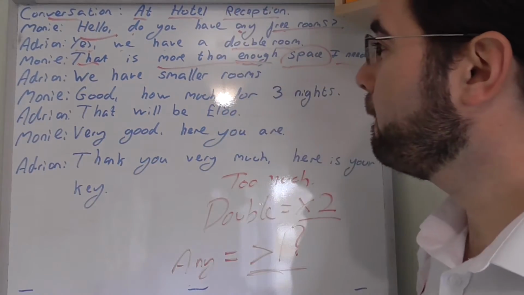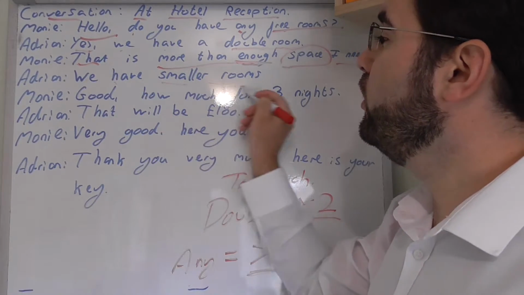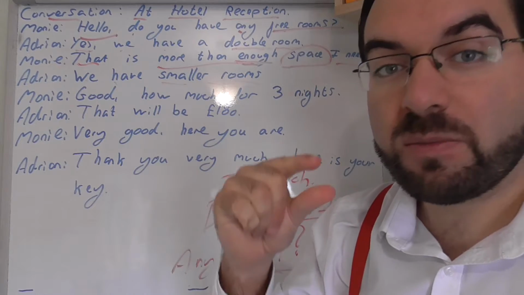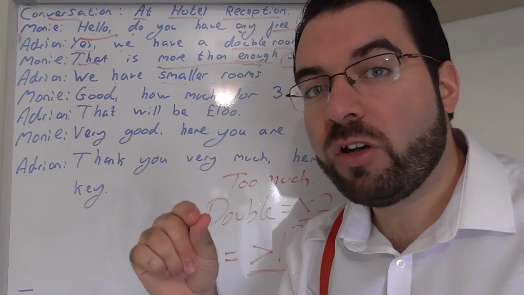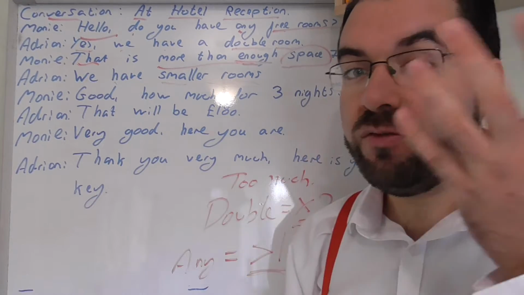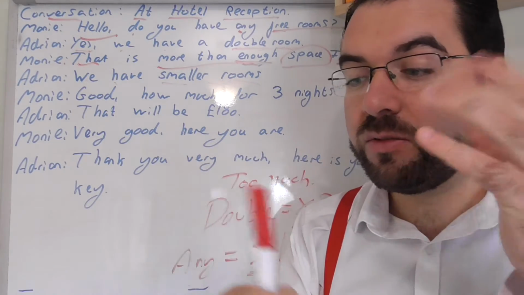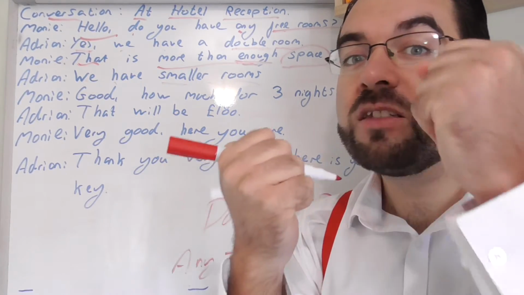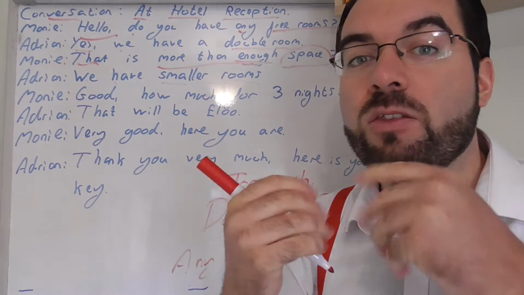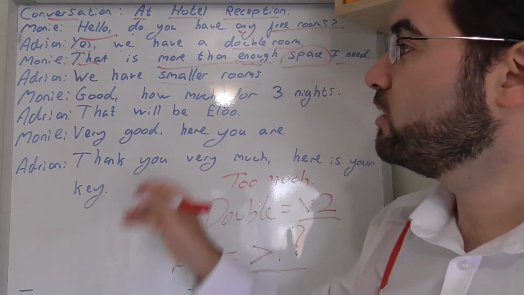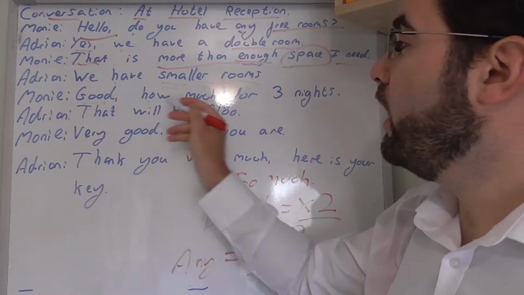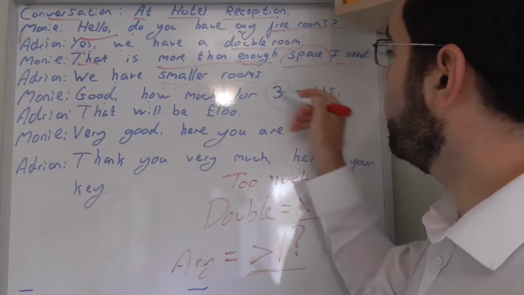Space. Room. We have smaller rooms. Small. Smaller. Smallest. So we have this room, but this room is smaller. Not as big. So we have smaller rooms. Yes. Good. How much for 3 nights?